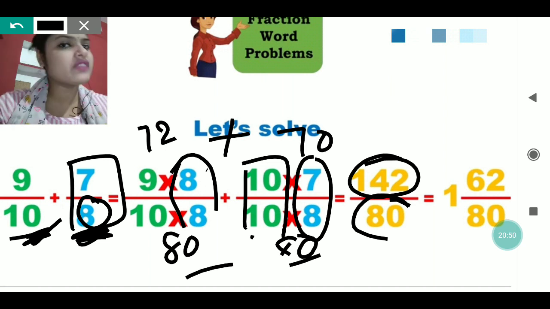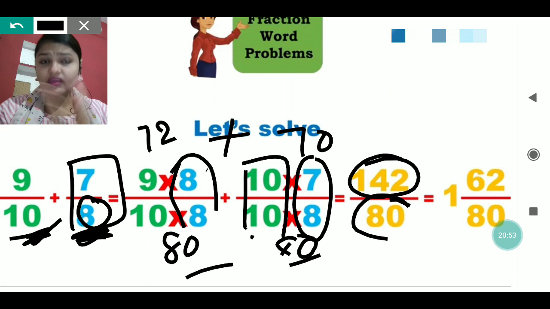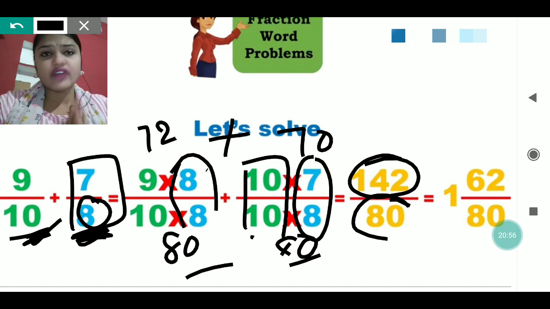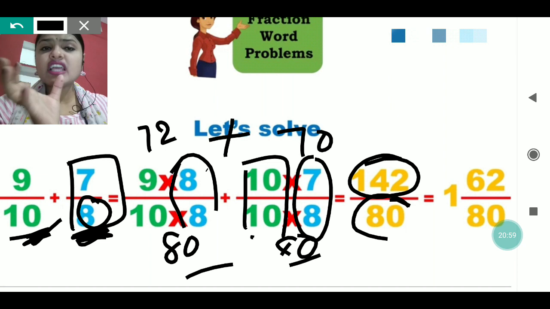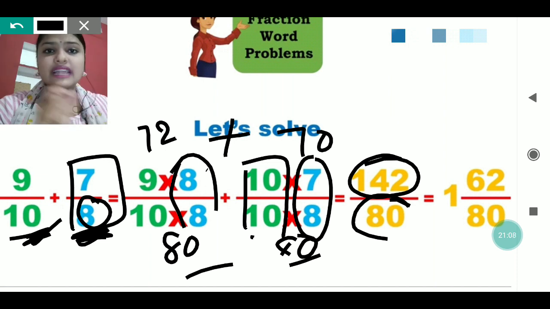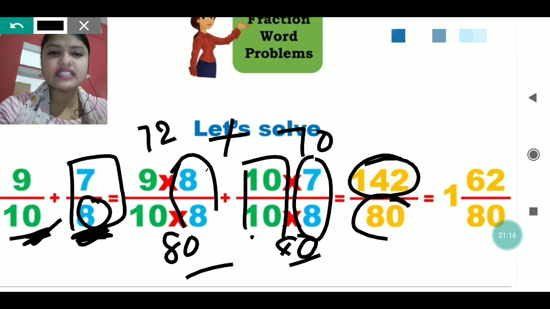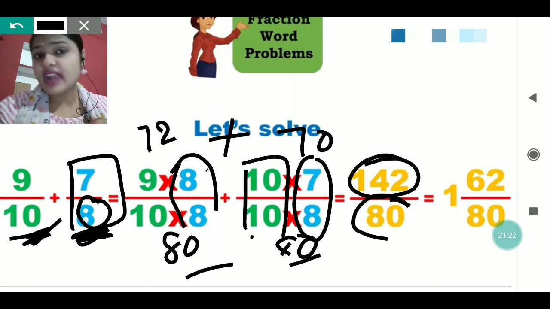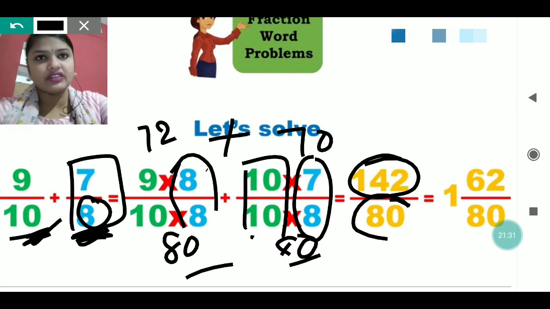And what will be the statement of this question? Statement will be: the average lesser weight of a baby rabbit is 9 by 10. Weight at the time of birth is 7 by 8. And then you will do this process, and lastly you will write, therefore the actual weight of a baby rabbit when it was born is 162 by 80. This will be the statement of this question.